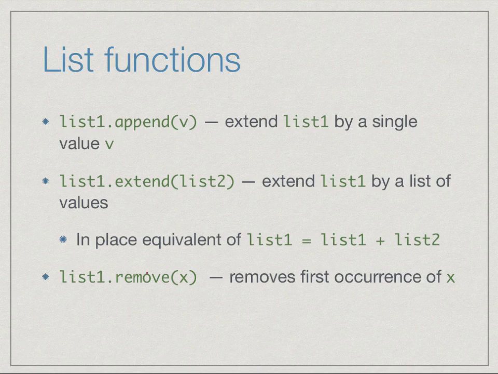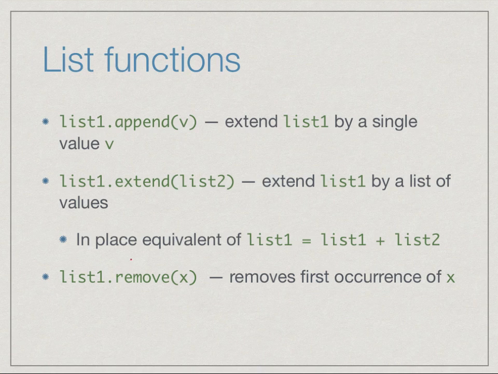There is also a way to remove an element from a list. So this is one way to remove it by specifying the value. So we are not looking at a particular position, we are looking for a value x, and list1.remove(x) removes the first occurrence of x in the list.